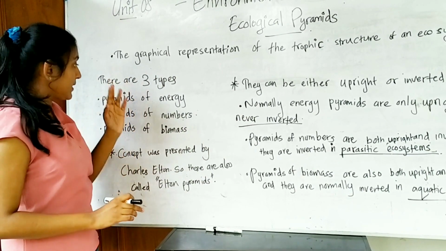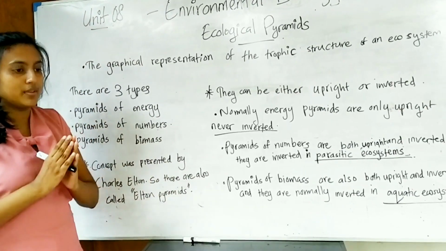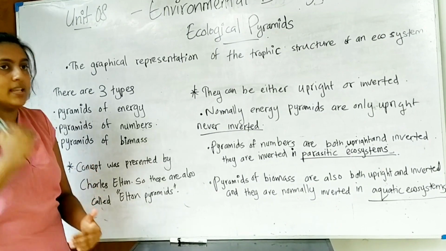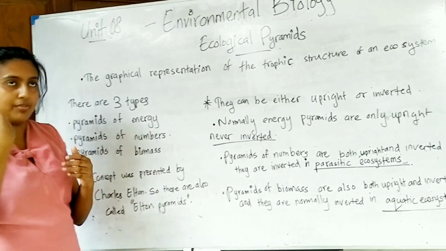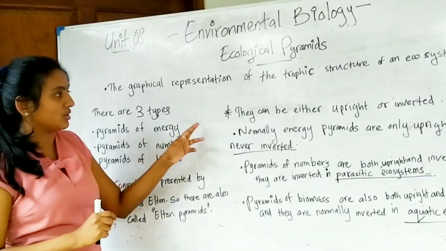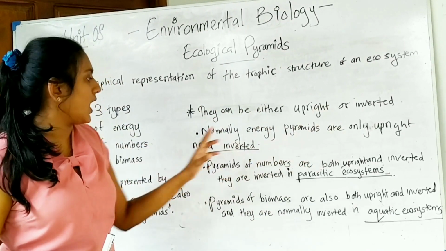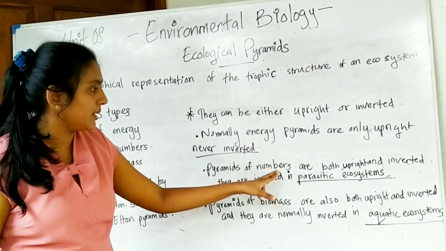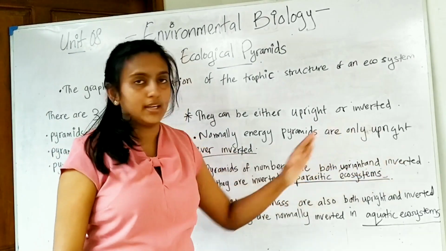So pyramids of energy can never be inverted, which means the energy of the base level, the primary producer level, can never be less than the energy of the final consumer level or the final trophic level. It never happens. So pyramids of energy are always upright. They are never inverted. Then pyramids of numbers can be both upright and inverted.